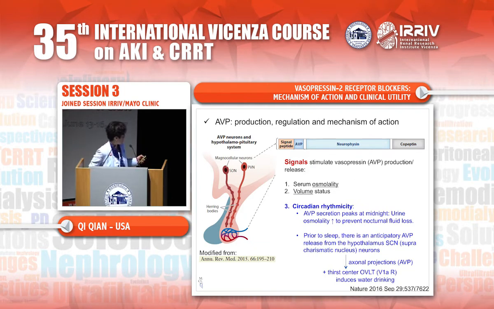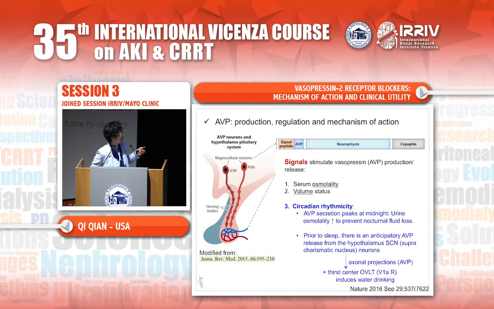We know AVP is mostly produced in the magnocellular neurons in the hypothalamus and travels all the way down to the posterior pituitary gland. Its secretion is signaled mainly by osmolality change, increased osmolality, or decreased volume. Increased osmolality is a highly sensitive but less potent response, whereas volume deficiency is less sensitive but highly potent. You almost have to reduce the volume by over 10% in order to activate AVP production.